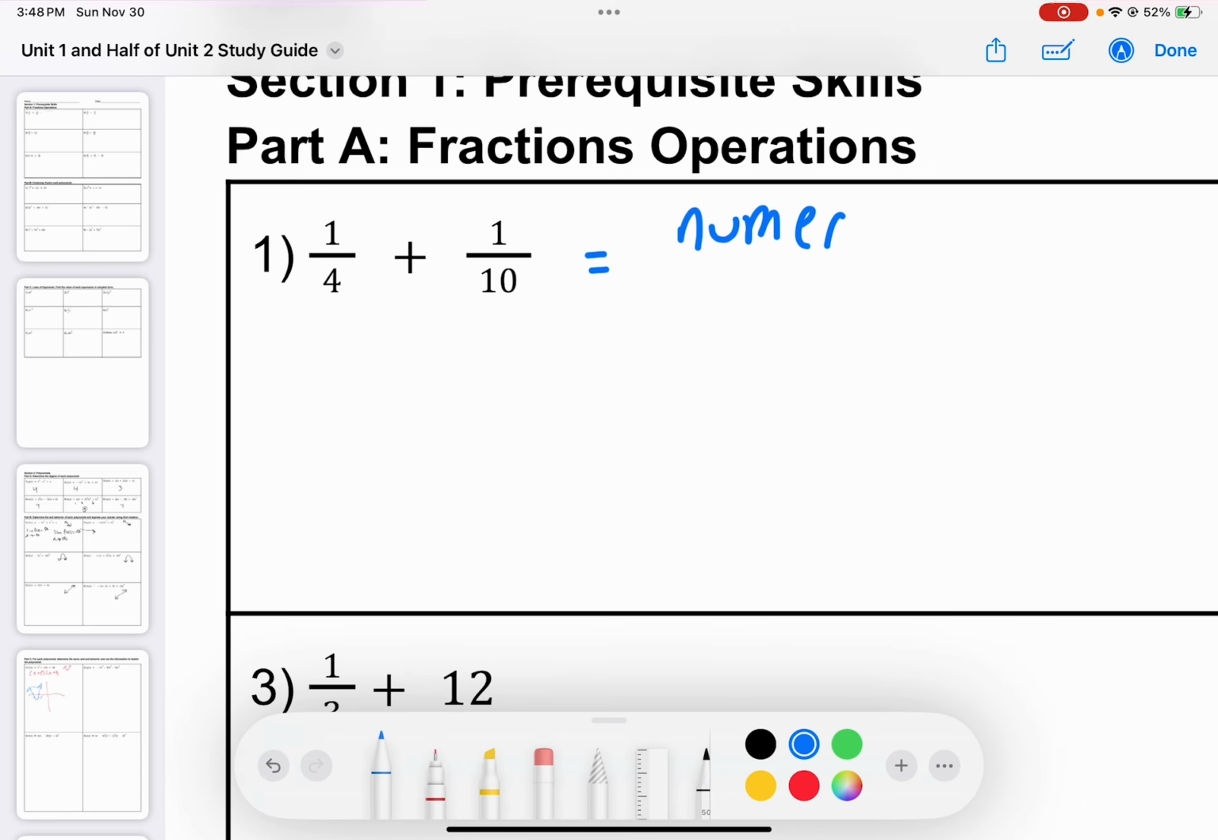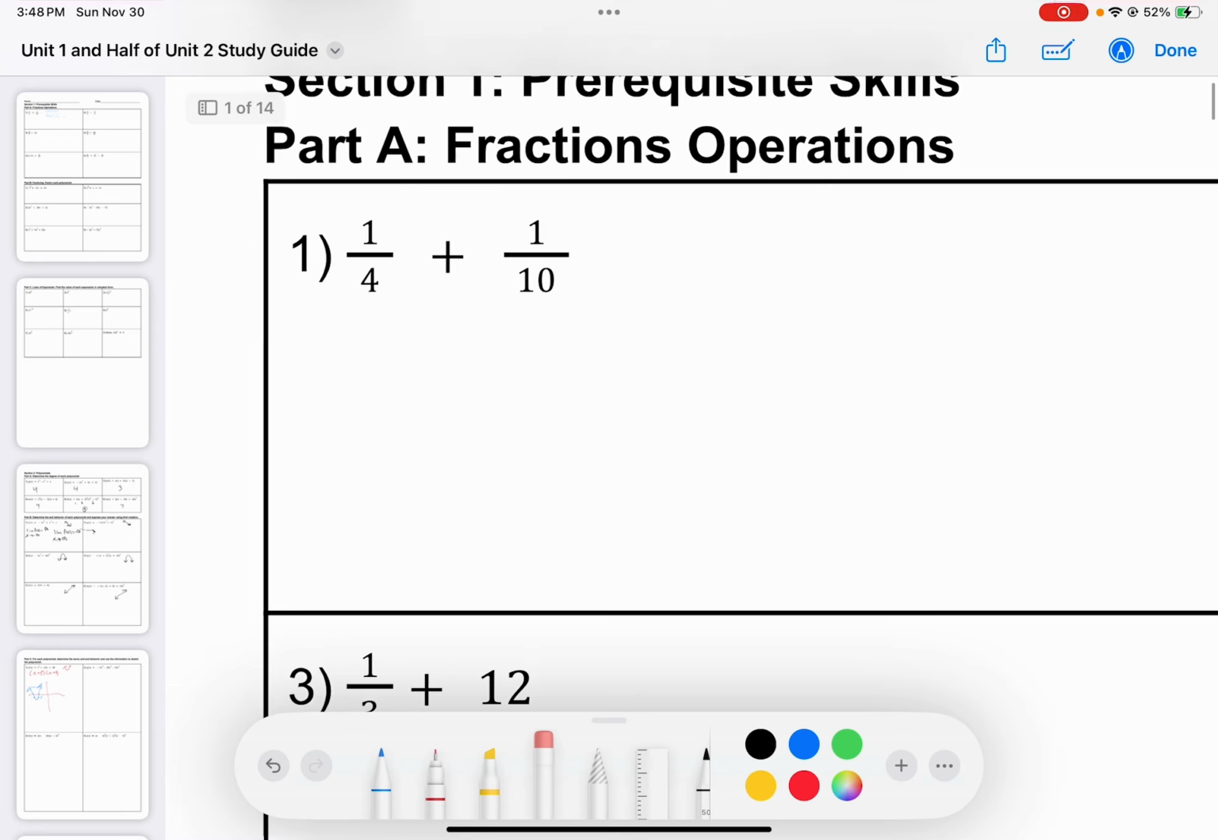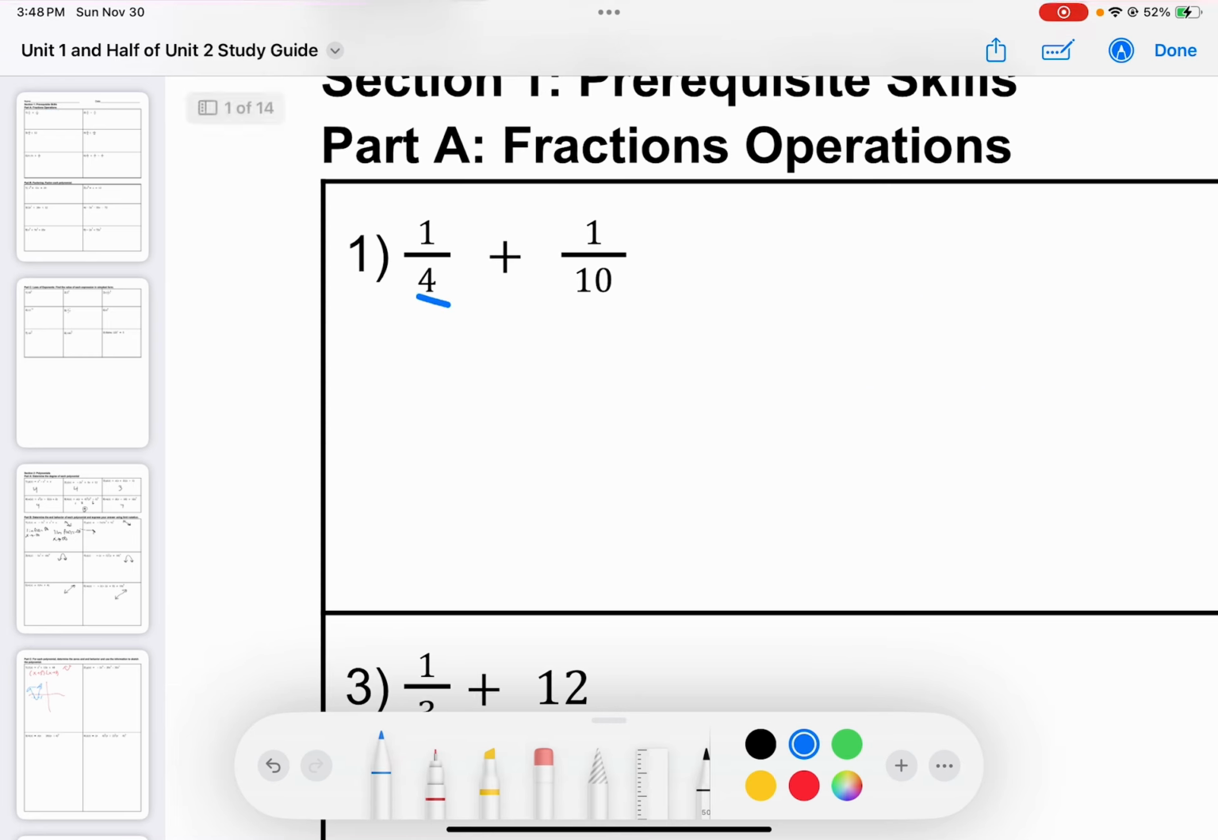All fractions are numerator over denominator. We can't add fractions unless the denominators are equal. So if I look here, I have 1/4 and 1/10. The denominator here is 4, the denominator here is 10. They're not the same, so I have to make them the same. I don't think the terminology matters too much here. We're looking for the least common multiple. So what numbers divide by both 4 and 10? What's the smallest possible number?